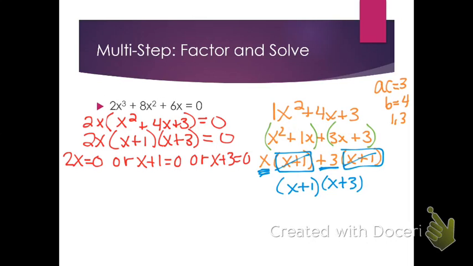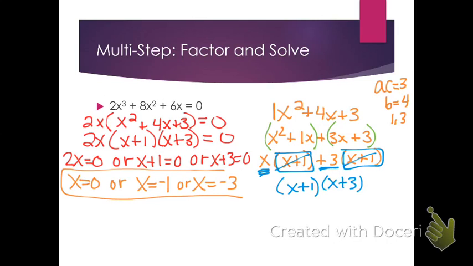So for 2x equals 0, I divide both sides by 2, and I get x equals 0. For x plus 1 equals 0, I subtract 1 from both sides and I get x equals negative 1. For x plus 3 equals 0, I subtract 3 from both sides and get x equals negative 3. So I have three possible answers.